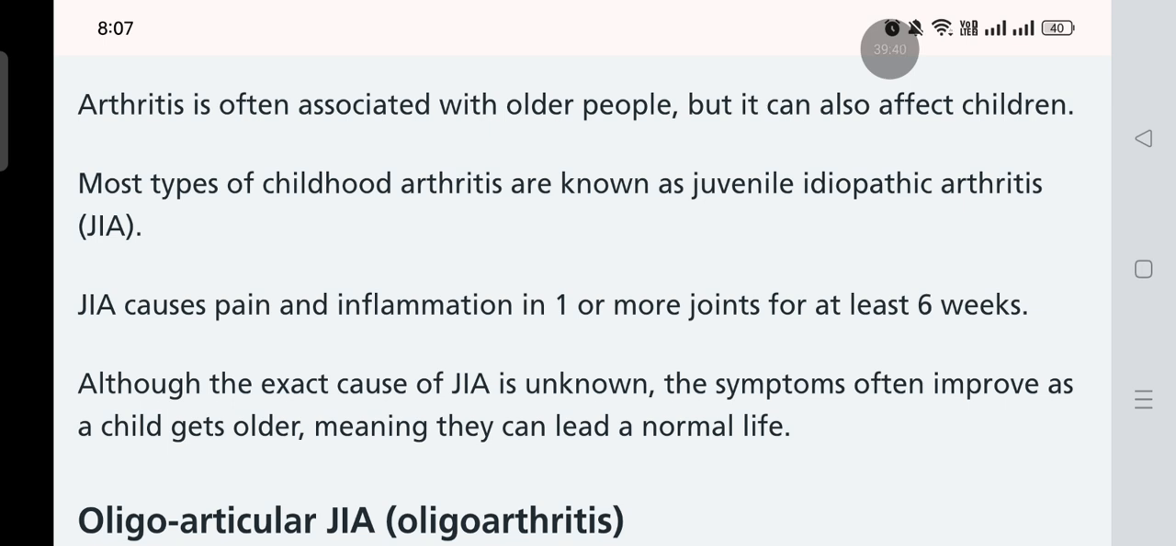Although the exact cause of JIA is unknown, the symptoms often improve as a child gets older, meaning they can lead a normal life.